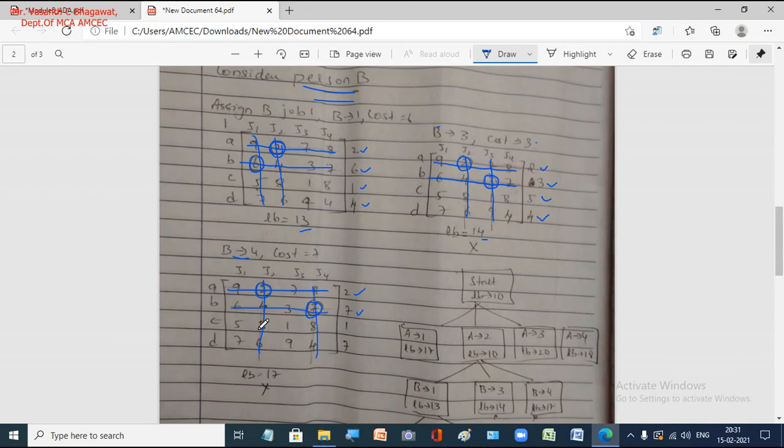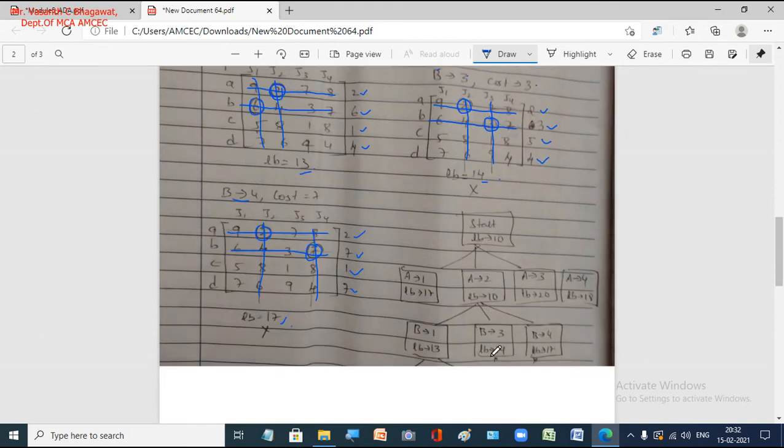Right? Now the third row: 5 and 1, which is least? 1 is the least, we'll write down 1. Then 7 and 9, 7 is the least one. You find the total of this, and you are going to get 17. Right? So when you considered the second person, these three lower bounds you got. What are those three lower bounds? 13, 14 and 17. So we will further construct the tree.